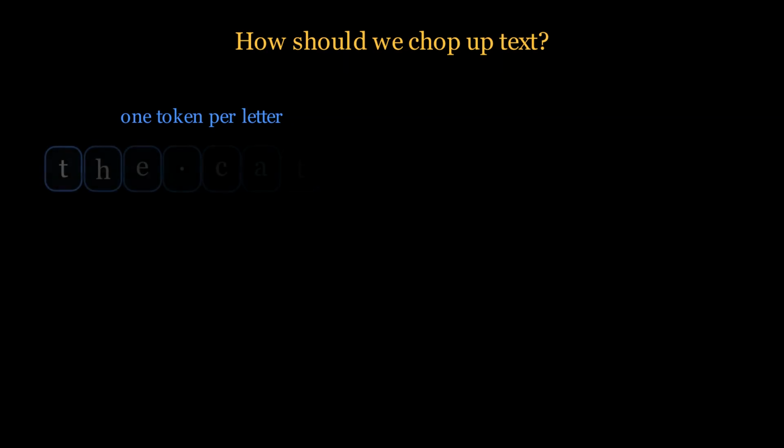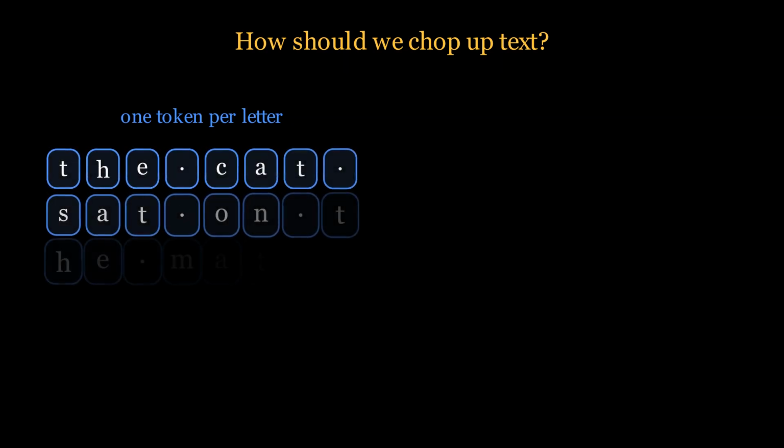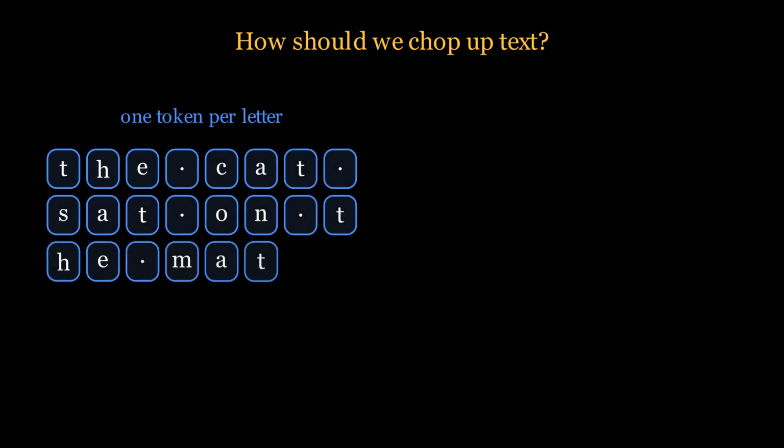So how should you chop up text? The obvious first idea: 1 token per letter. Simple, 26 symbols and you're done. But then even a short sentence becomes a huge stream of tokens, and the model wastes most of its effort just gluing spelling back together.